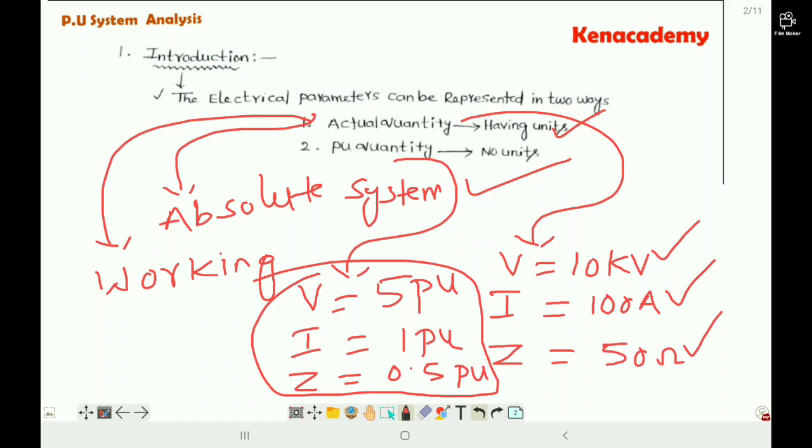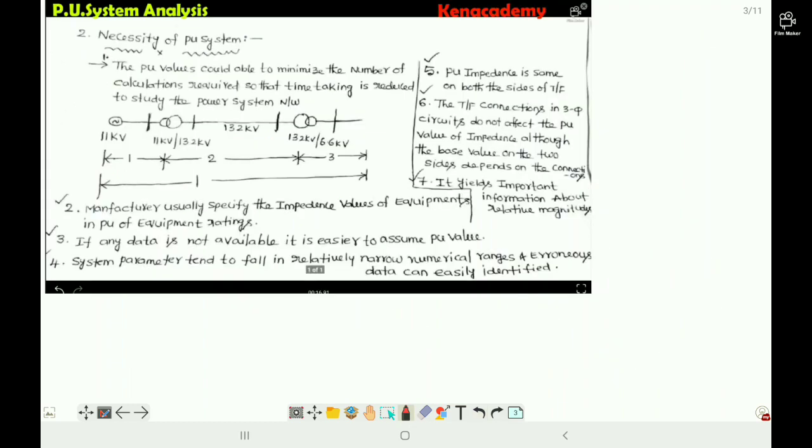Students, you remember one point here. Actual quantities have their own units, but per unit quantities do not have any units. The reason I will give later in the definition. Here you mainly concentrate on this point. Now, before going to the definition and the formula for per unit quantity or per unit value, first I want to explain what is the necessity of per unit system.